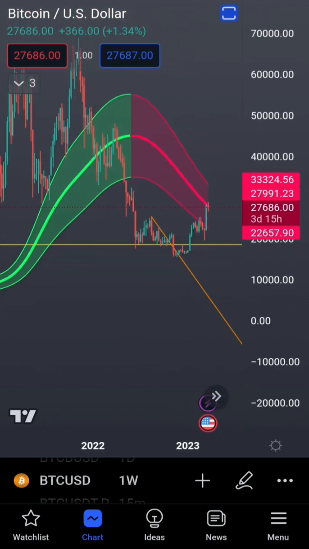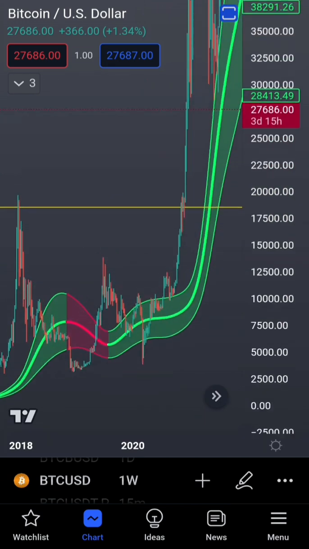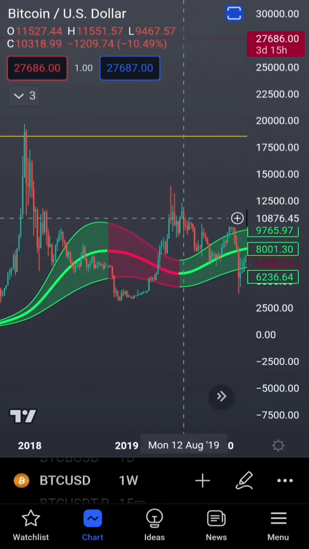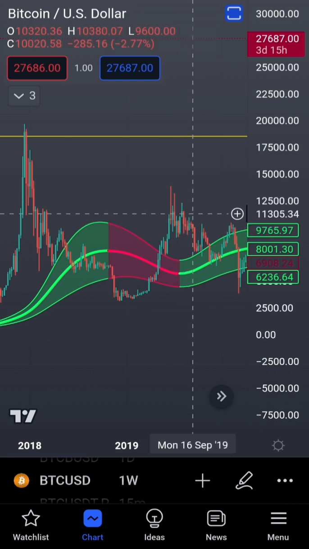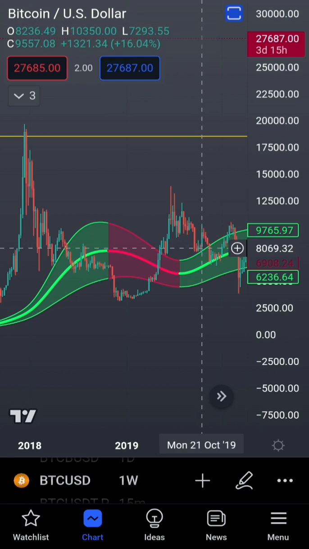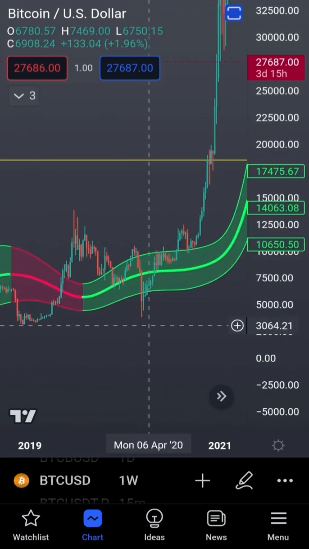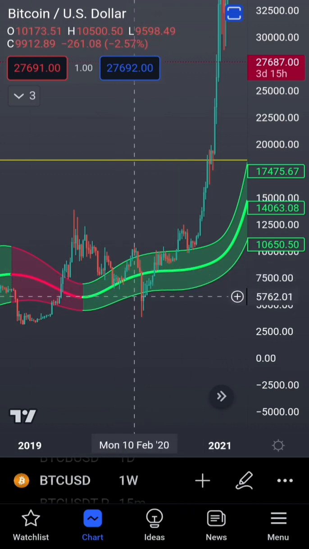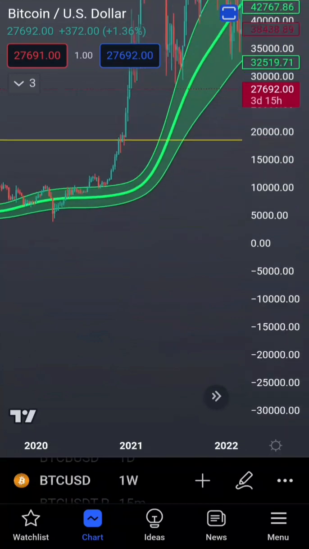Looking at Bitcoin's past performance, I've gone back and I've seen whenever Bitcoin breaks the red cloud and holds above it long enough, it will turn to green. Sometimes we may come back, but this wasn't something ordinary. This was a COVID crash. As long as you hold the green and you retest it, you will continue.